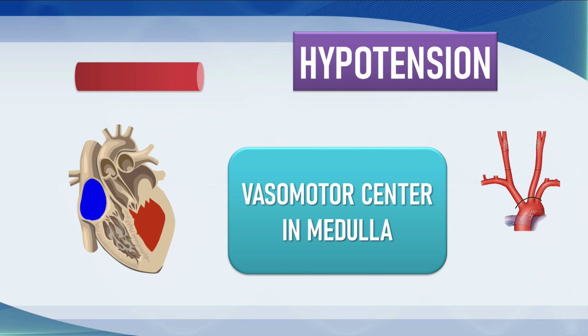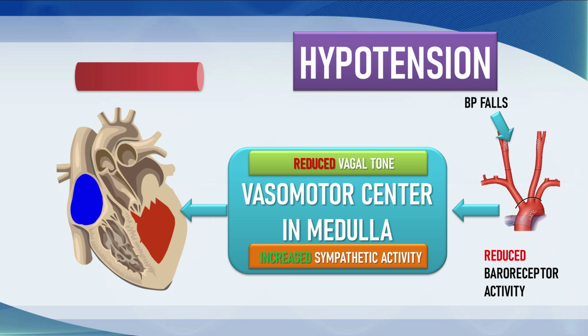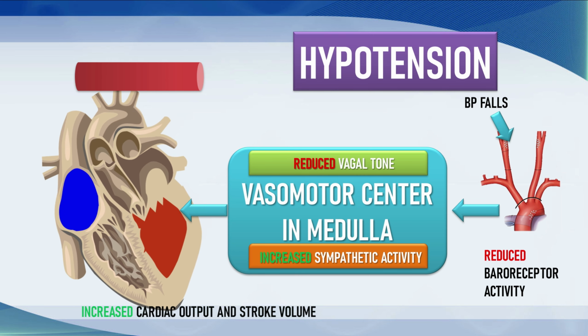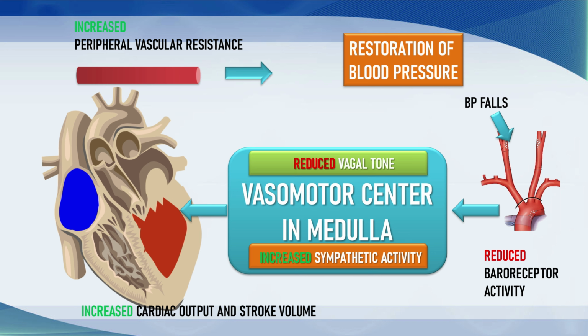When the blood pressure falls, baroreceptor activity is reduced, and this results in reduced vagal tone, so the heart speeds up, and increased sympathetic tone. This results in an increase in both the stroke volume and the cardiac output from inotropy and chronotropy, and there is increased peripheral vascular resistance, and this all works to restore the blood pressure. And it does this very, very quickly.